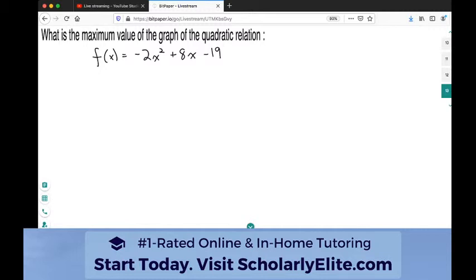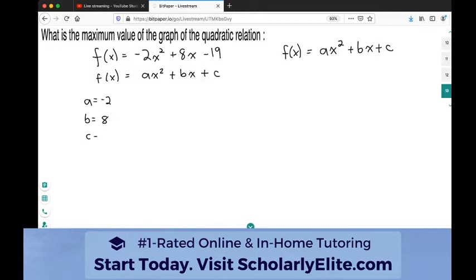First and foremost, when we talk about quadratic relations, the setup is that a quadratic relation is in the format of ax squared plus bx plus c. This is its quadratic form. If I apply that to this situation, it's f(x) equals ax squared plus bx plus c, and I can describe the letters as follows: a is equal to -2, b is equal to 8, and c is equal to -19, because they relate to the sign in front of them.